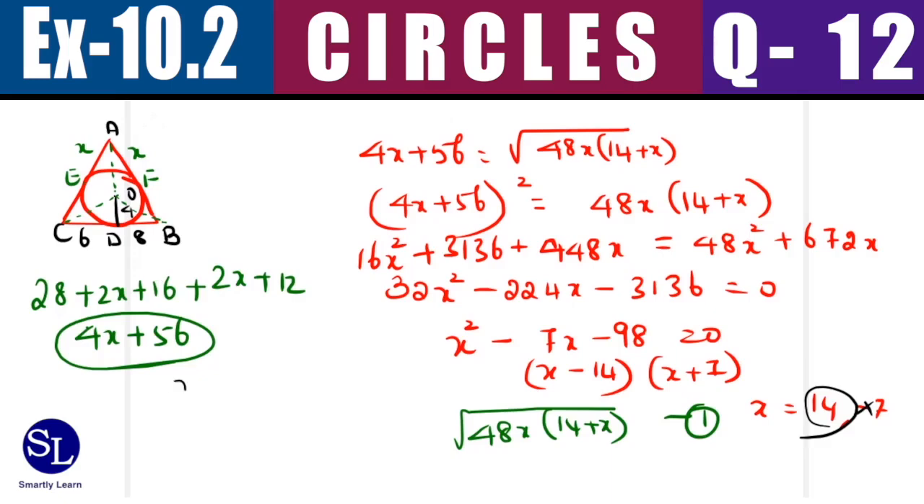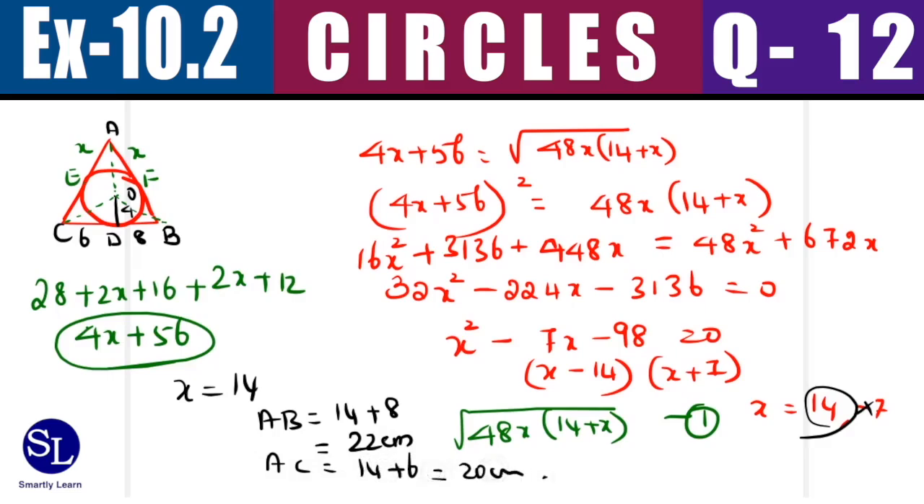So if x is equal to 14, our question was to compute AB and AC. So AB will be 14 plus 8, which is equal to 22 centimeters, and AC will be 14 plus 6, which will be equal to 20 centimeters.